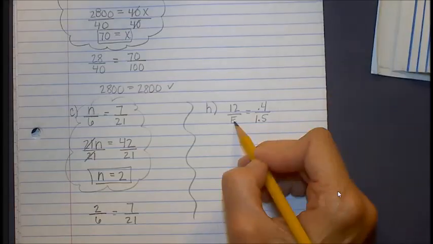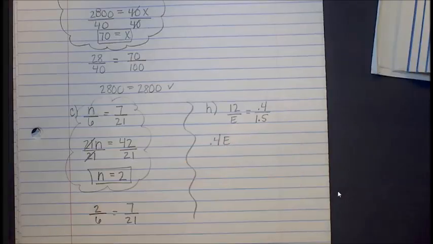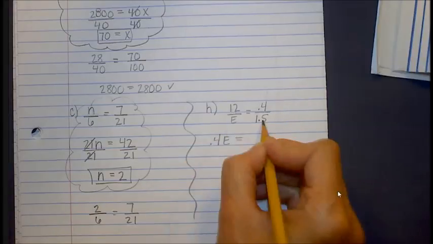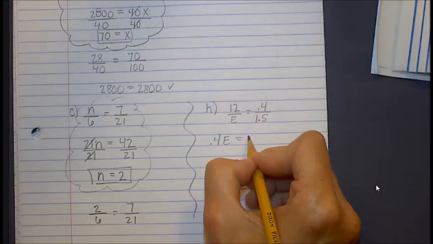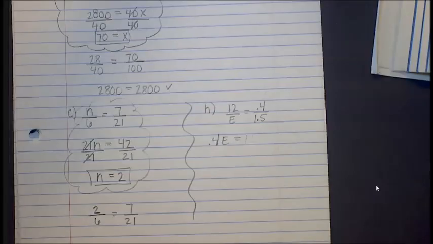We're going to set up our cross multiplication. 0.4 times E is going to be equal to 12 times 1.5. And I'm going to do that math on my calculator. 12 times 1.5, 18.